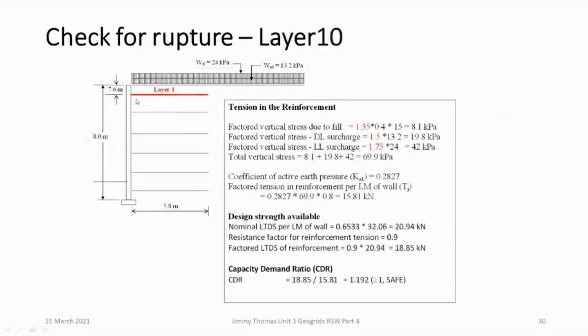Then we check for the top layer. Sorry, it should be layer 10. Mistake. So now the vertical stress will be less, so the horizontal pressure will be less.